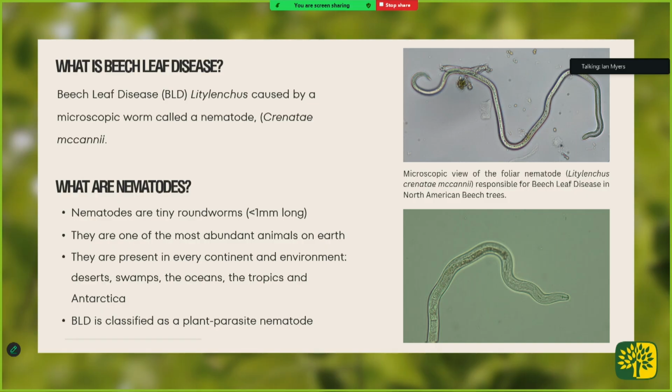There are nematodes all over the place. They're one of the most abundant organisms on Earth. You can find them in the tropics, in the ocean, you can find them in Antarctica. I'm sure I have some on me right now, but we just can't see them. They're microscopic, right? We would need an electron microscope to really drill down and see them.